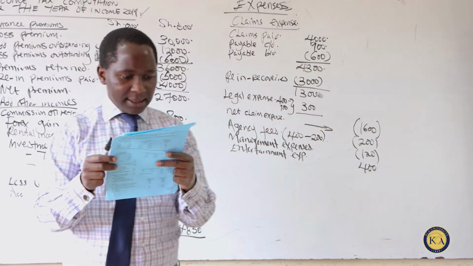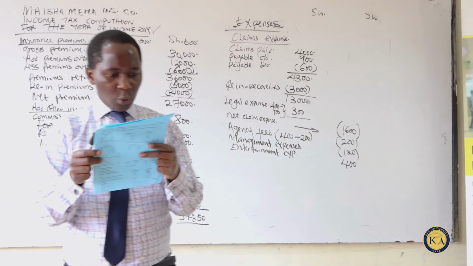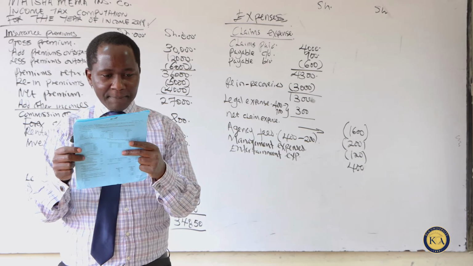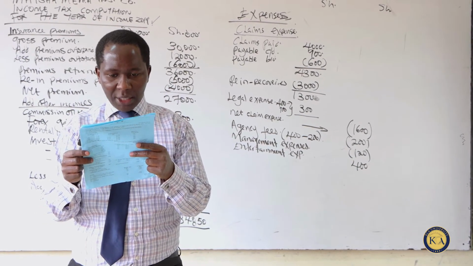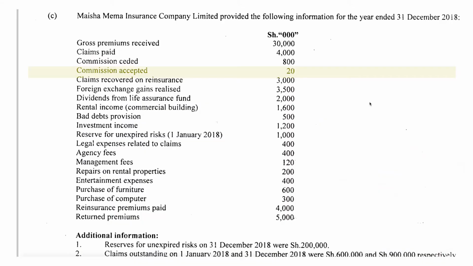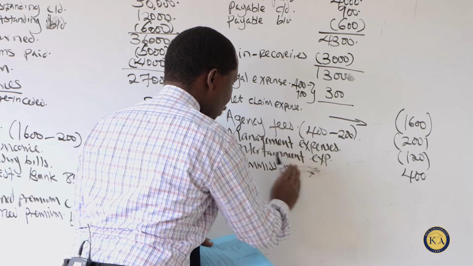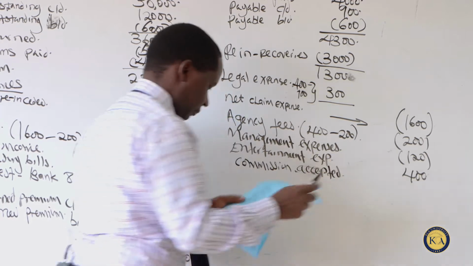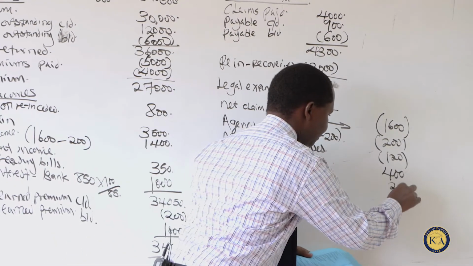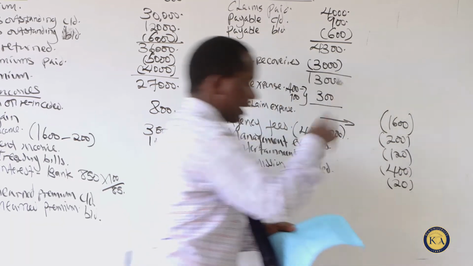Then the next item that we need to consider is commission on reinsurance accepted. Commission accepted. Let me use it the way they do. Commission accepted, 20. Remember, all these are expenses, therefore deductions.